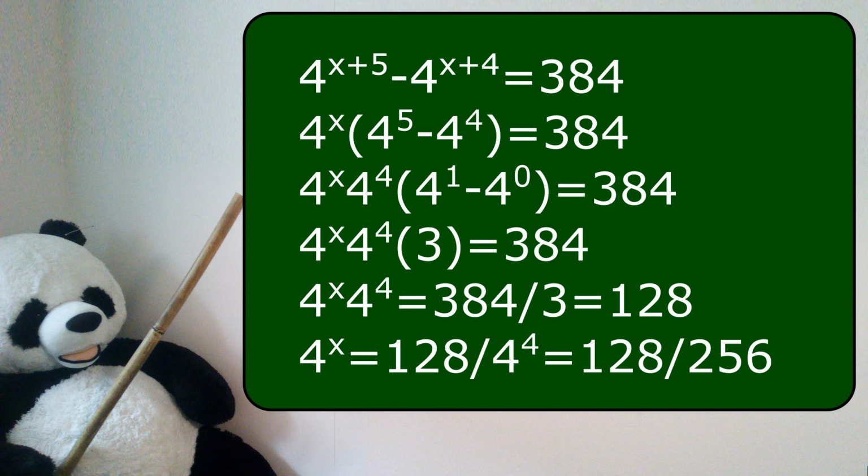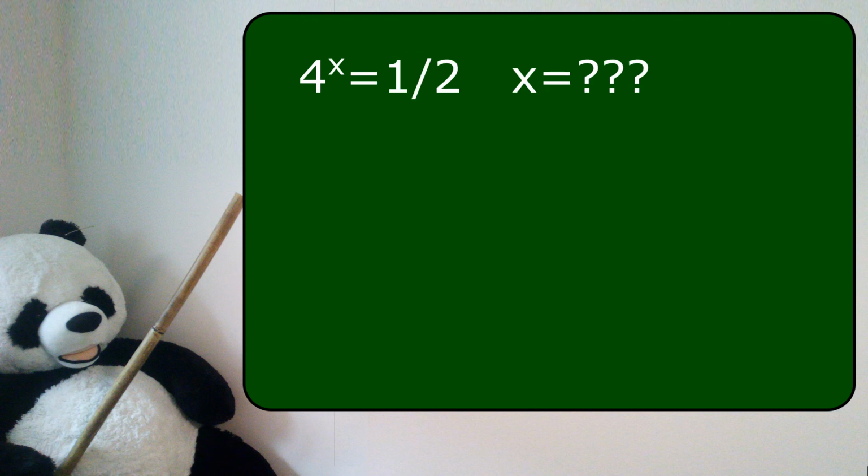At which point we kind of have to just start dividing, and 4 to the power of x times 4 to the power of 4 is equal to 384 divided by 3, which is 128, and then 4 to the power of x is 128 divided by 4 to the power of 4, or 128 divided by 256, which is 1/2. So if 4 to the power of x is 1/2, then what does x equal?